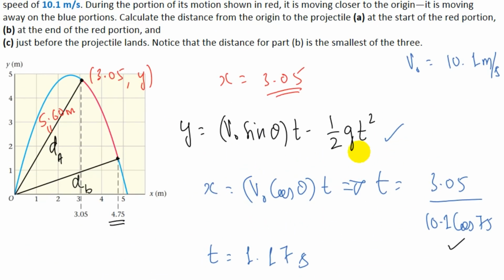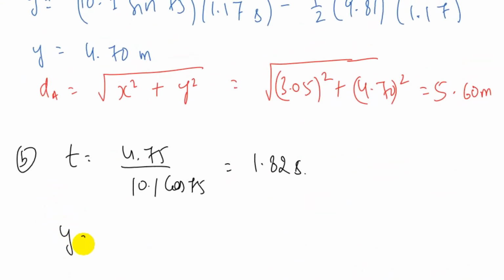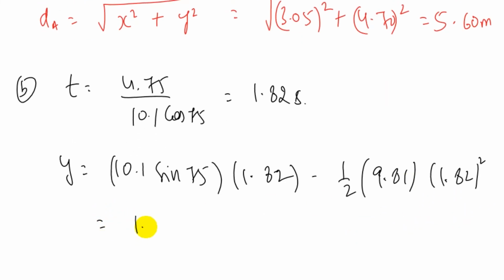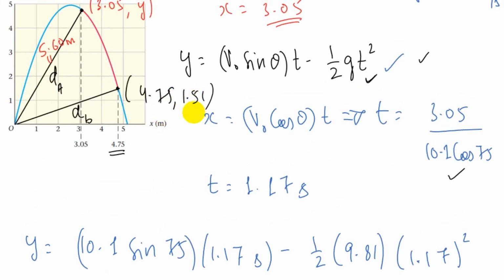So now put this value of t here to find the y value. This x value is 4.75, and for the y value put t in this equation. So y equals v0 sine theta multiplied by t. So v0 is 10.1, sine 75, t is 1.82. Now minus 1 over 2 g t square. So 1 over 2, g is 9.81, t is 1.82 and its whole square. Now from here this value of y comes out to be 1.51 meter. So this is 1.51.